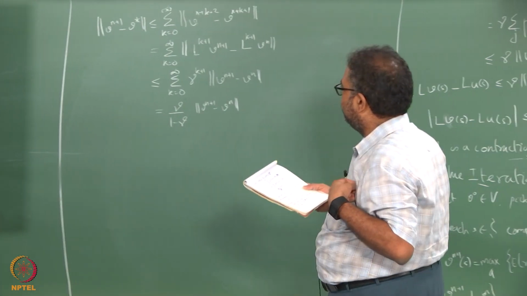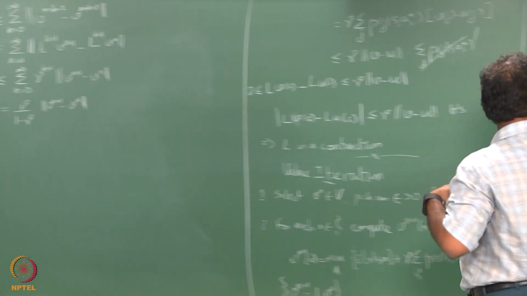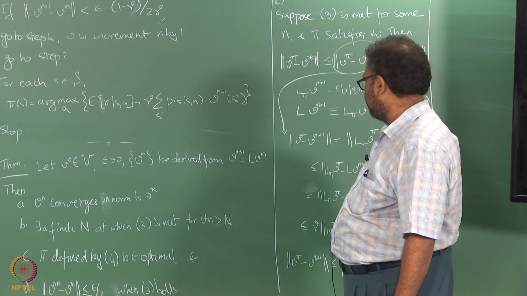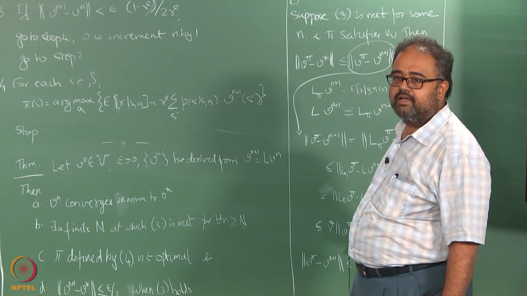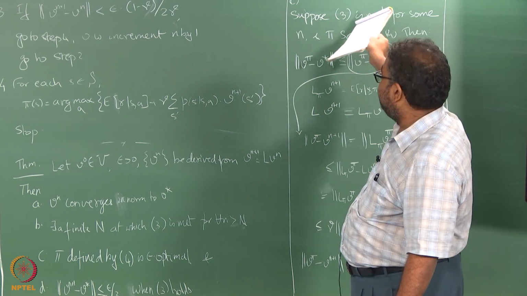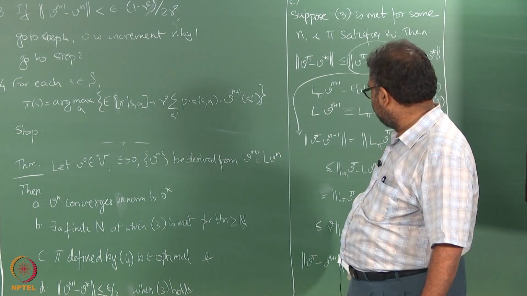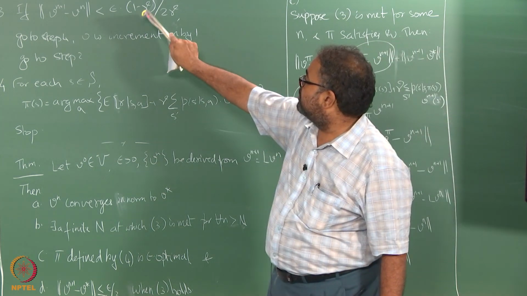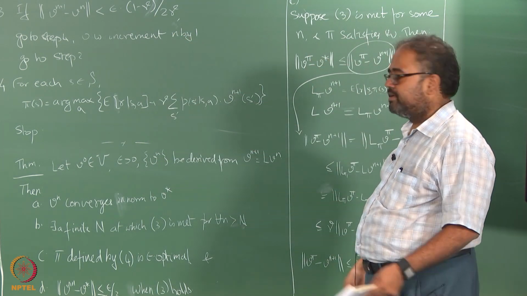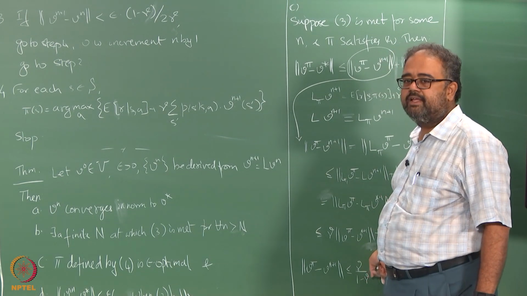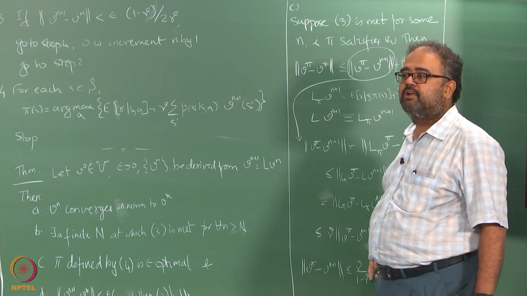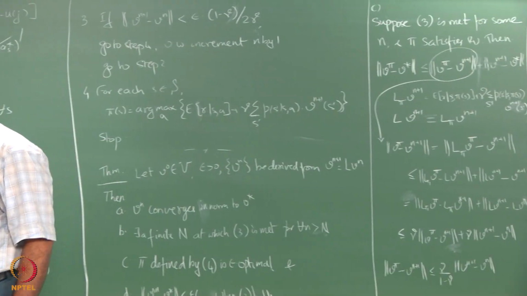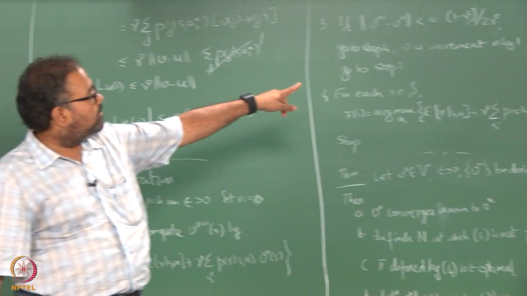Okay. So what do we have? The first component is less than or equal to gamma by 1 minus gamma into Vn plus 1 minus Vn, right. But when 3 holds, what is Vn plus 1 minus Vn? Epsilon into 1 minus gamma by 2 gamma. So if I plug that in, what will I get? Epsilon by 2. So I have two components there.